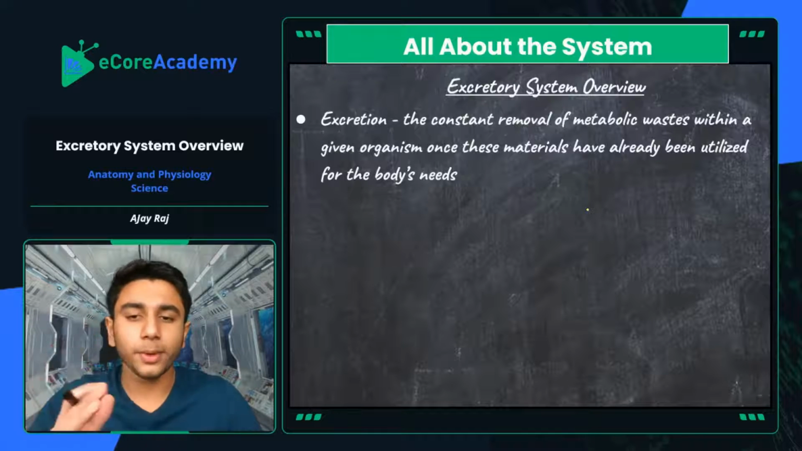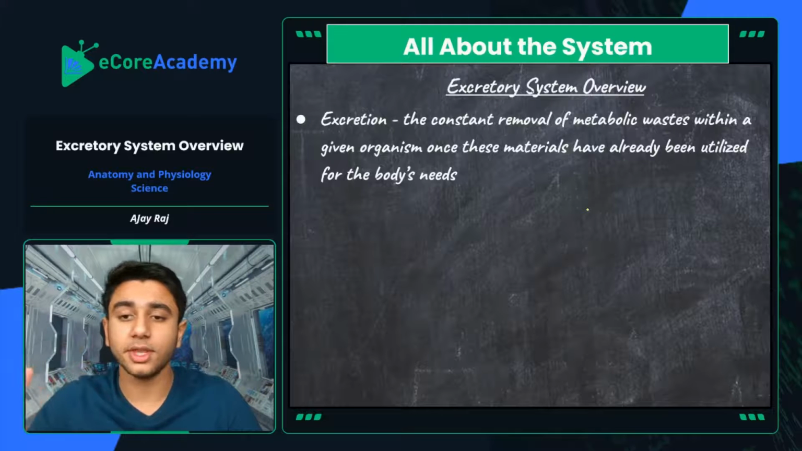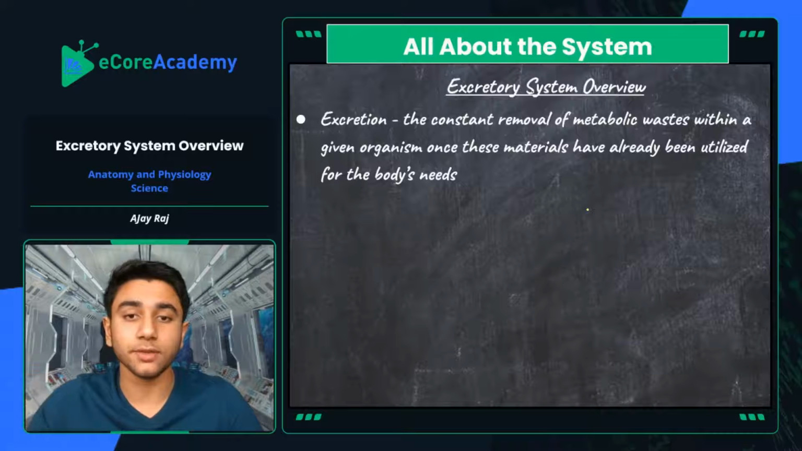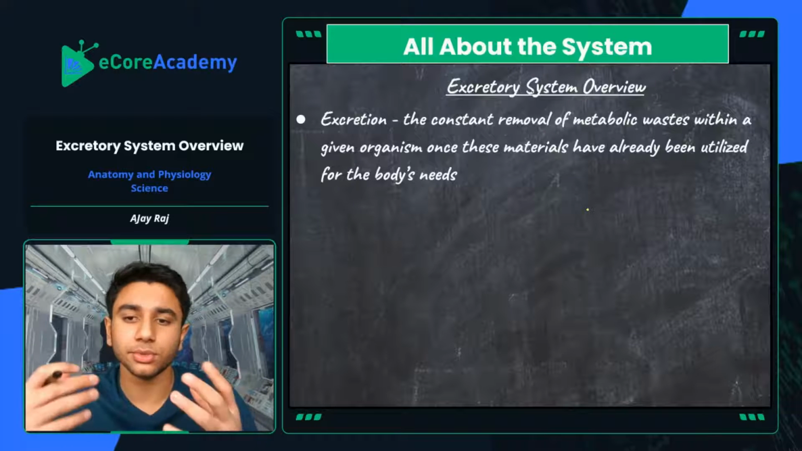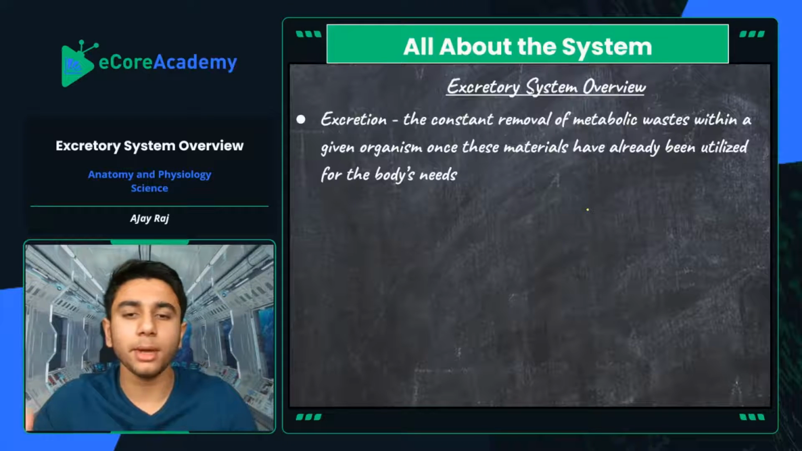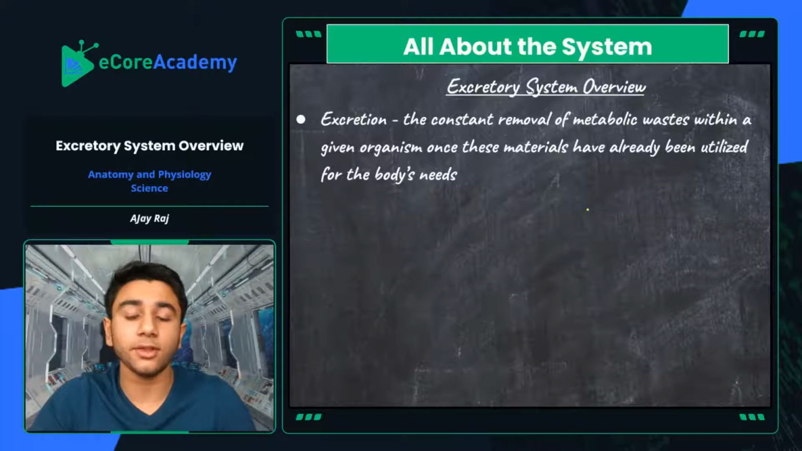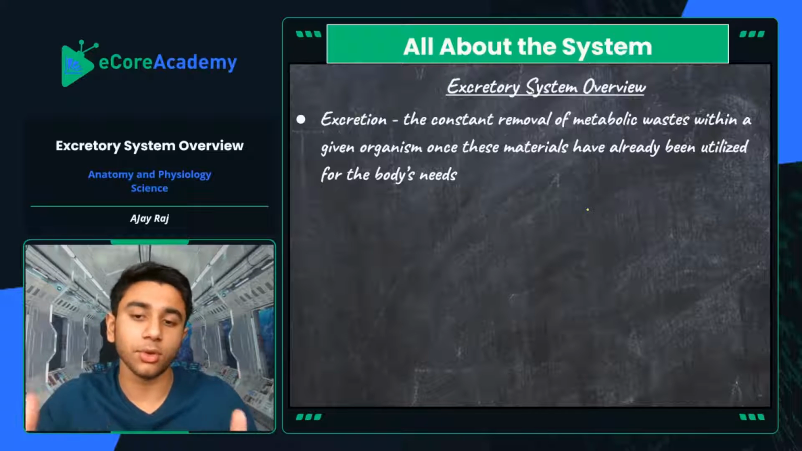Before we get into the specifics of the excretory system, we need to identify some basic language roots of the excretory system. So what does the excretory system mean? Some of you might be puzzled, but it's actually fairly simple. It's all derived from one fairly simple concept, that main function of excretion. Excretion is the constant removal of metabolic wastes within a given organism.